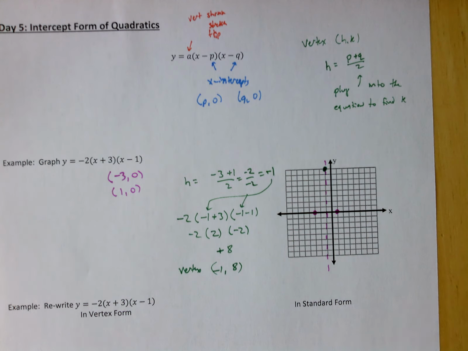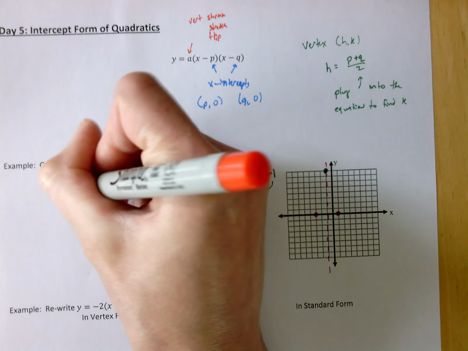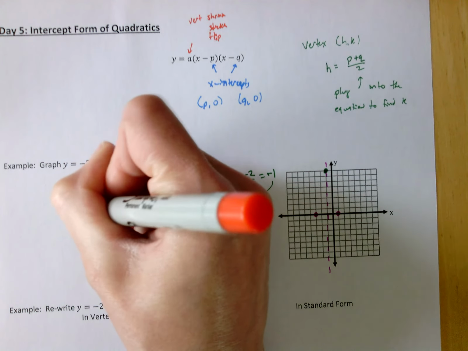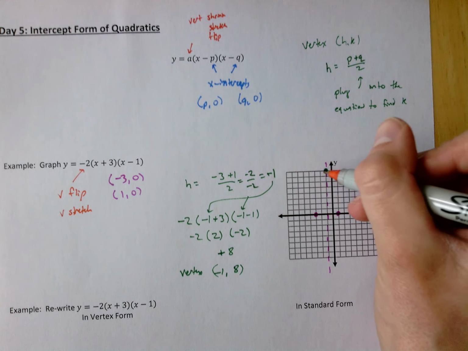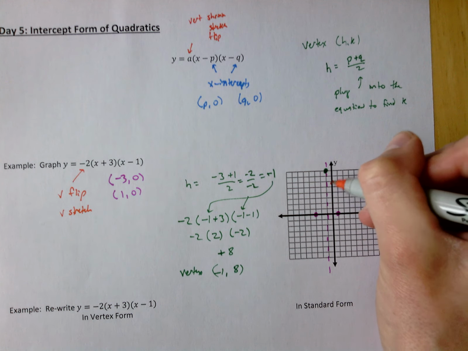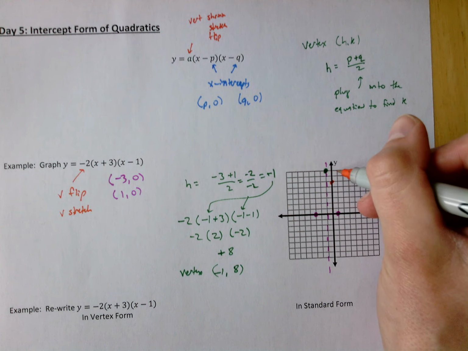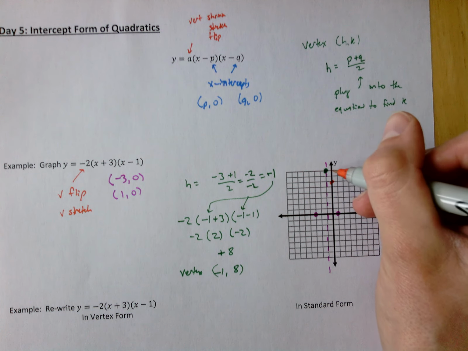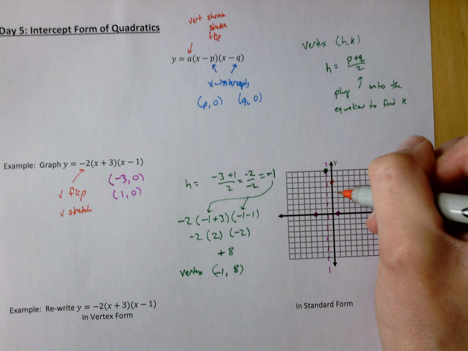Okay, and then the last thing that we're going to do is use our transformation, right? This tells me that I have a vertical flip and a vertical stretch by a factor of 2. So from this point, normally I'd go over 1 and up 1. I'm going to go over 1 and down 2 in this case. Normally I'd go over 2 and up 2. Well, I'm going to go over 2 and down 4 in this case. Over 2, down 4.